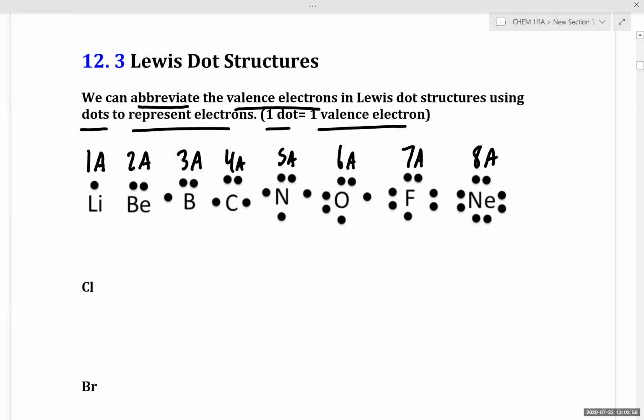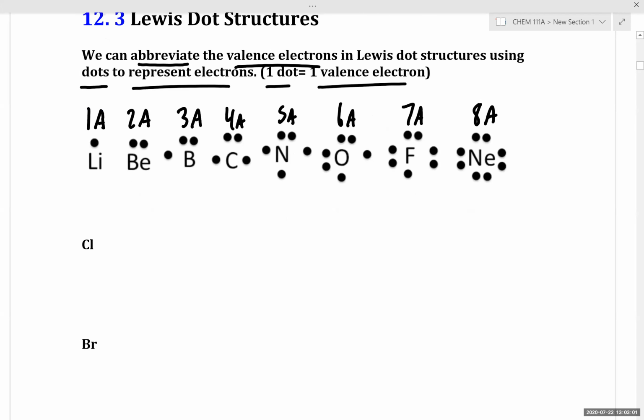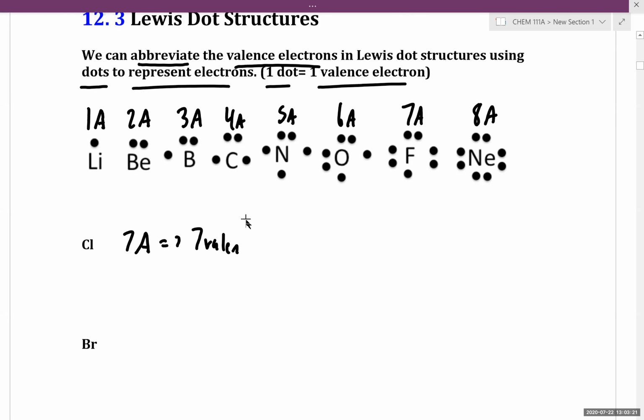Okay, so what I want us to do now is to practice drawing out Lewis dot structures, knowing that we can identify the number of valence electrons, and then from that information, draw dots to represent those valence electrons. So chlorine is a 7A element. So we have 7 valence electrons. So then we take chlorine and we draw 7 dots. Okay, perfect.